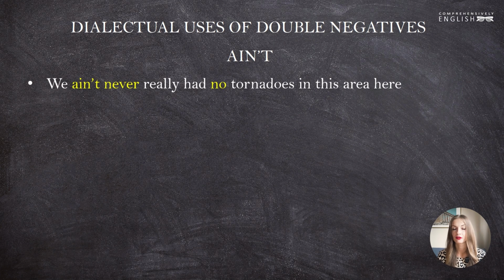We ain't never really had no tornadoes in this area here. Ain't is one negative element, never is the second negative element, and we have one more, which is no. In general, three negative elements in one sentence. So we ain't never really had no tornadoes is an example of a dialectual use of multiple negatives in one sentence.